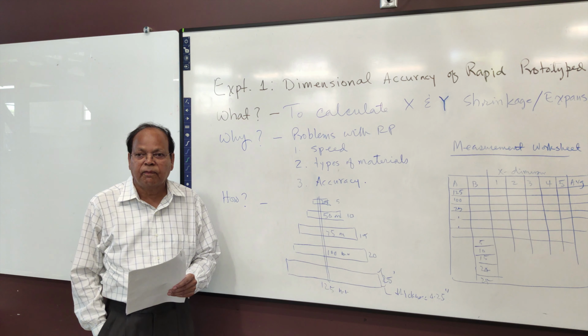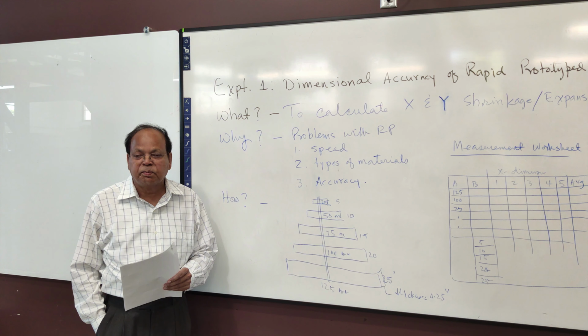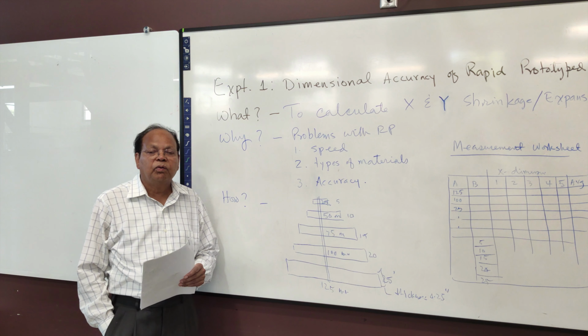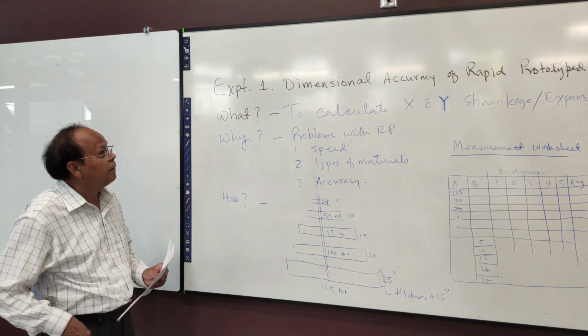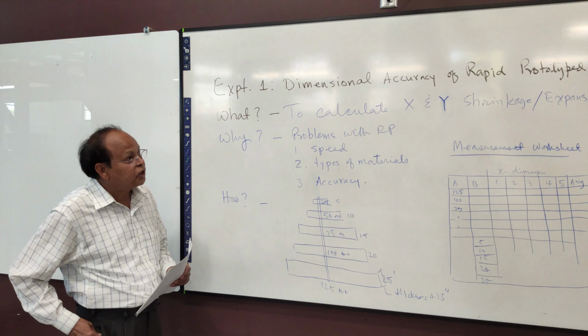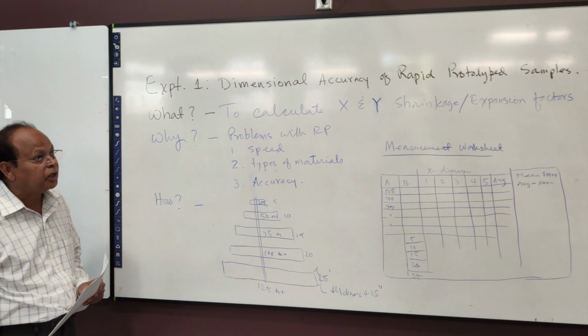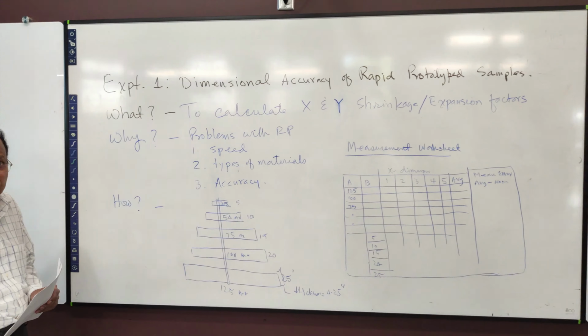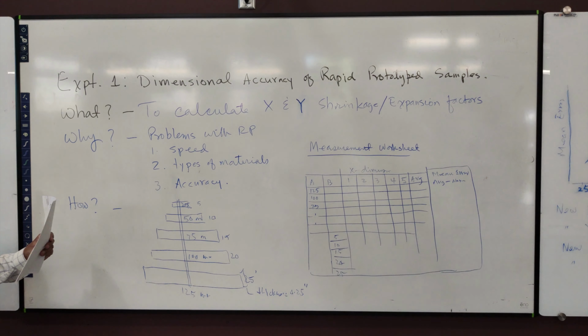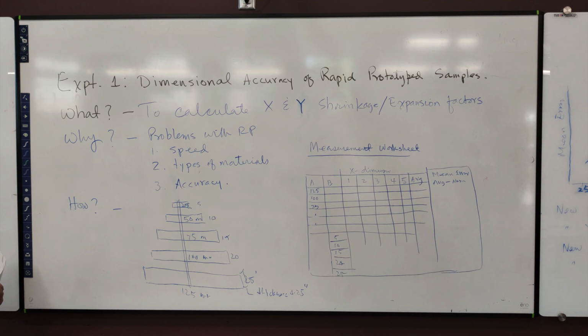Today we are going to start the actual experiment for this laboratory class. Today we are going to talk about experiment number 1. In this experiment, the title is Dimensional Accuracy of Rapid Prototype Samples. I shall give you the actual title in the handout, but this is basically the summary of the title.